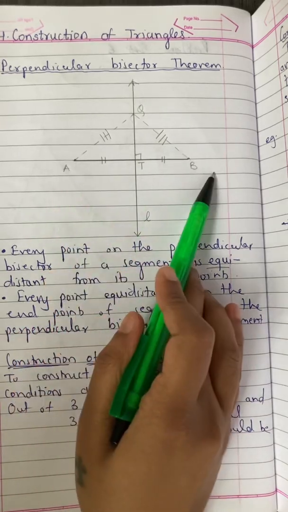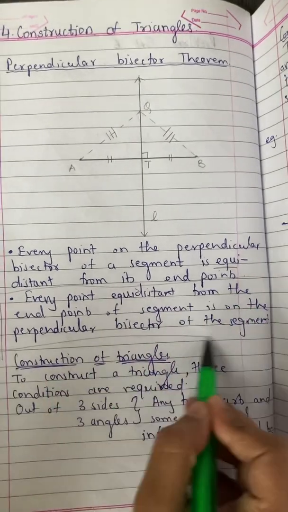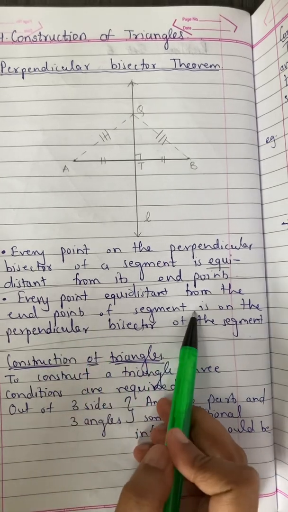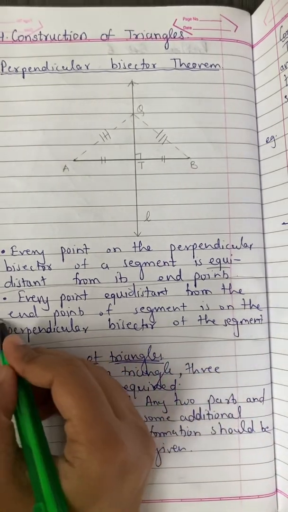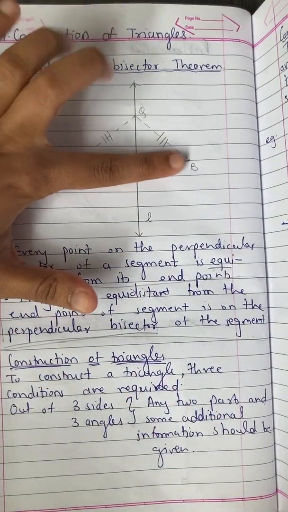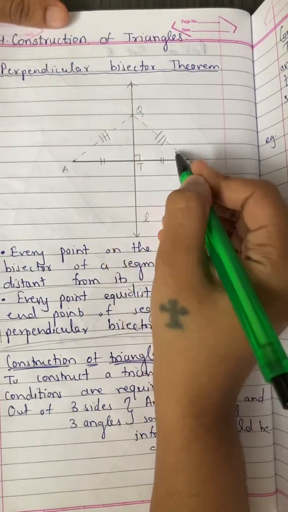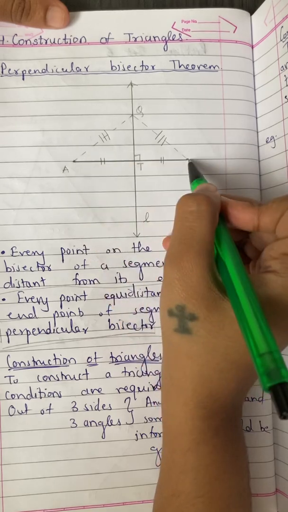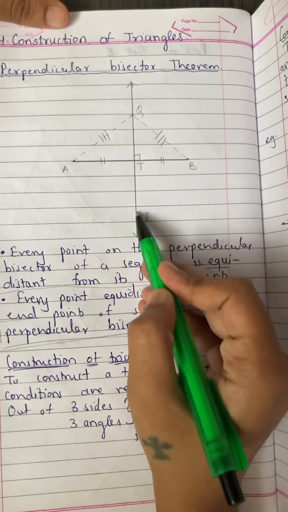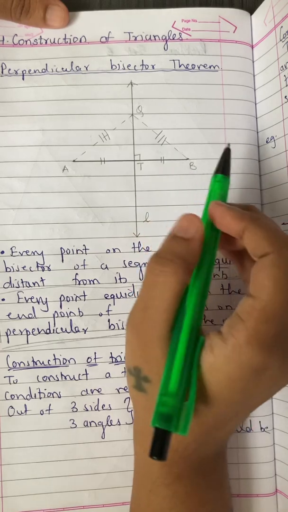Its converse is very important, and we are going to use it: every point equidistant from the end points of a segment is on the perpendicular bisector of the segment. Now consider that the segment is not given, and you only have these 2 dotted lines at equal distance, that is, lines from these 2 points to Q. If you join these 2 points and pass a line, that line becomes the perpendicular bisector. That is the theorem.